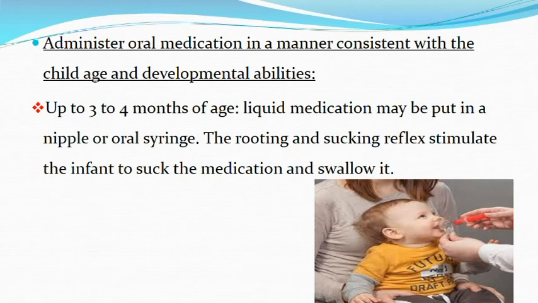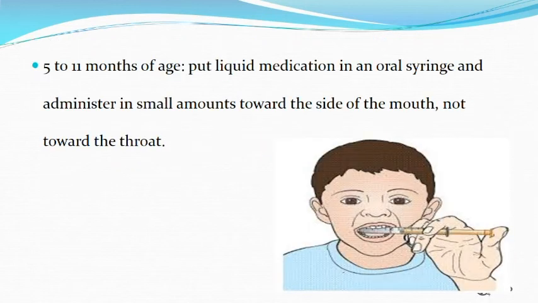Administer oral medication in a manner consistent with the child's age and developmental abilities. Up to 3 to 4 months of age, liquid medication may be put in a nipple or oral syringe. The rooting and sucking reflex stimulates the infant to suck the medication and swallow it. From 5 to 11 months of age, put liquid medication in an oral syringe and administer in small amounts towards the side of the mouth, not towards the throat.